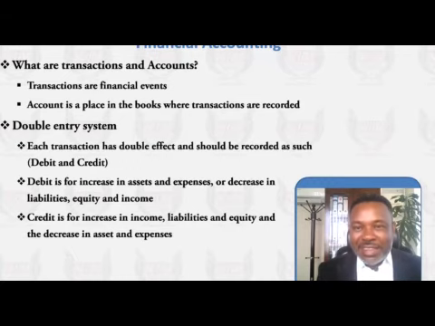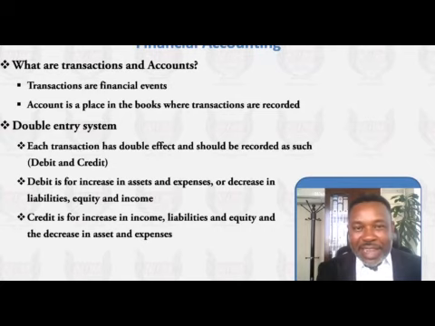Debit is for increase in assets and expenses, or decrease in liabilities, equity, and income. I repeat, debit is for increase in assets and expenses or decrease in liabilities, equity, and income. So when assets increase, that increment is debited. Okay? When liabilities decrease, that is a debit as well. When equity or income decrease, that is also a debit.